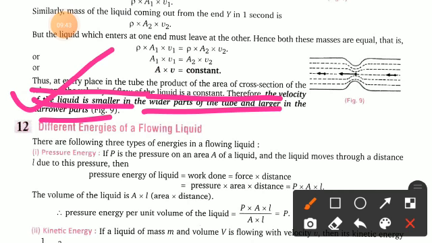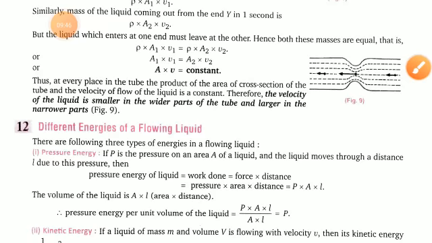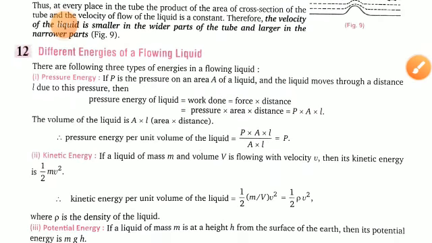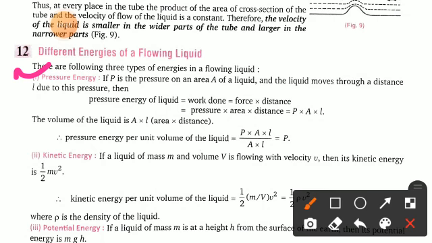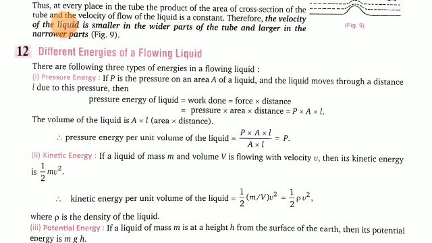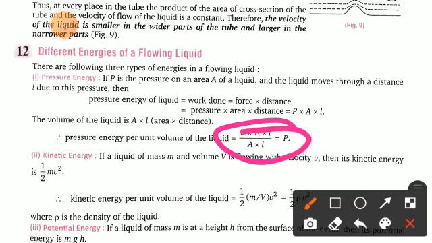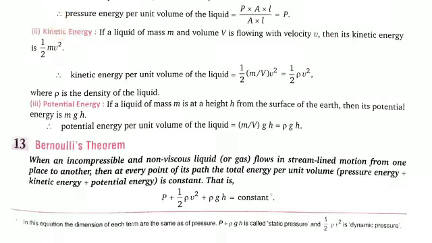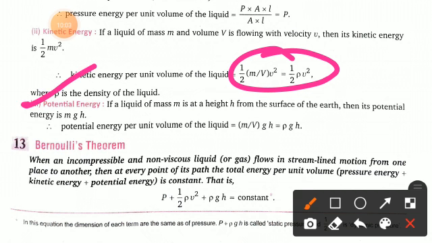This is important. Now here you can see what the different energies are in a flowing liquid. I hope you know very well what the energies are. First one is your pressure energy, second one is your kinetic energy, third one is your potential energy. You can see the relative formulas: the pressure formula, this one is your kinetic energy formula, and this one is the potential energy formula. Clear?